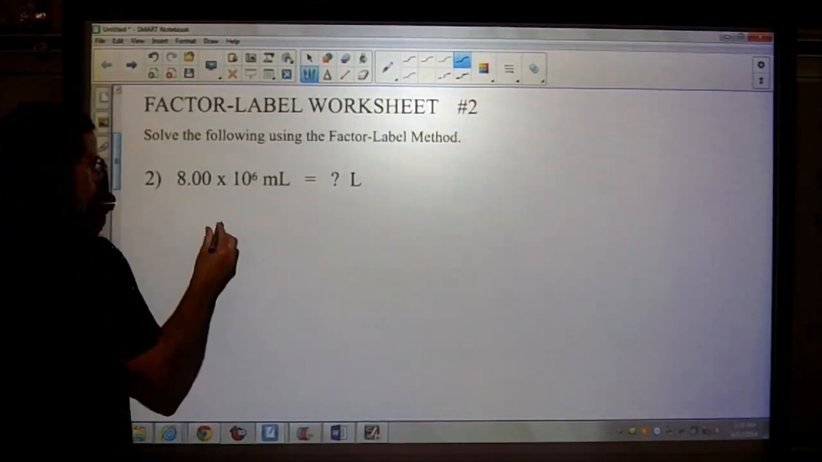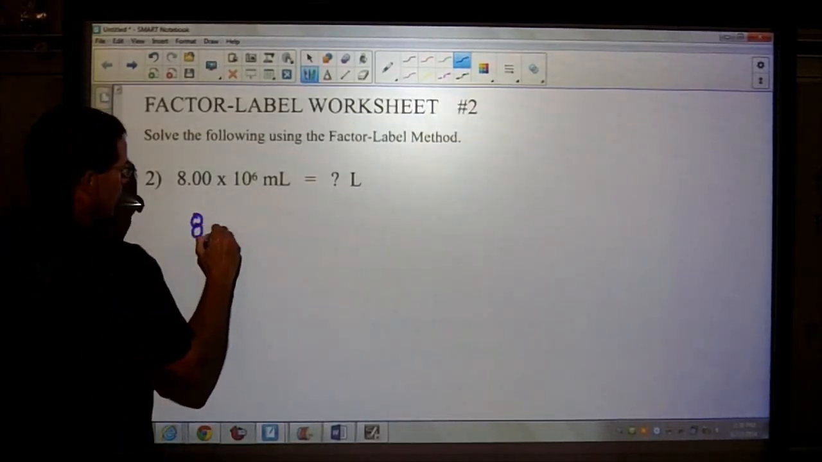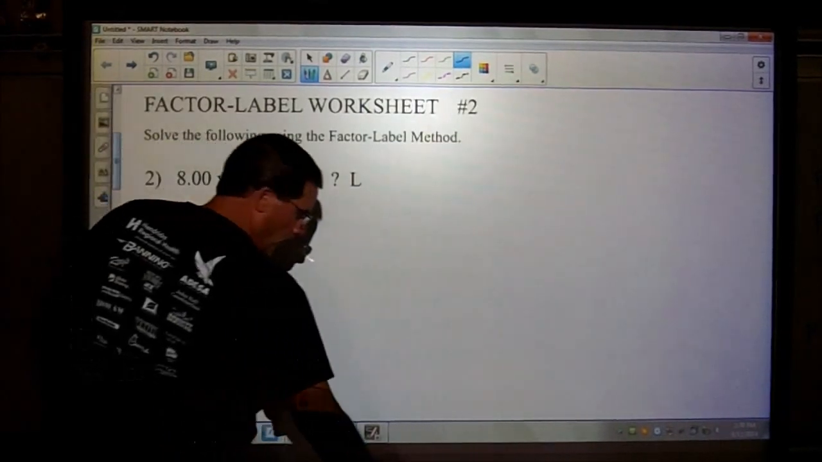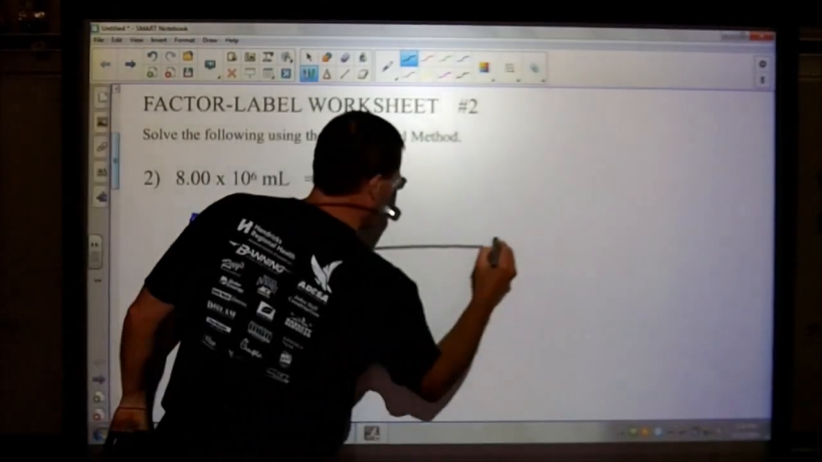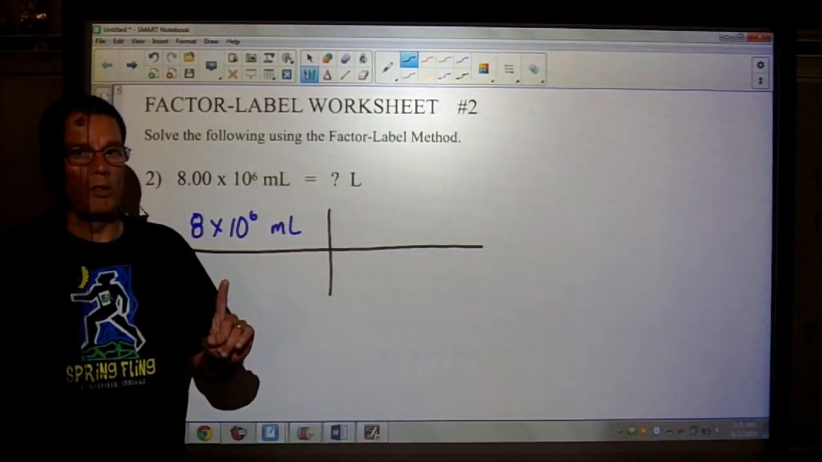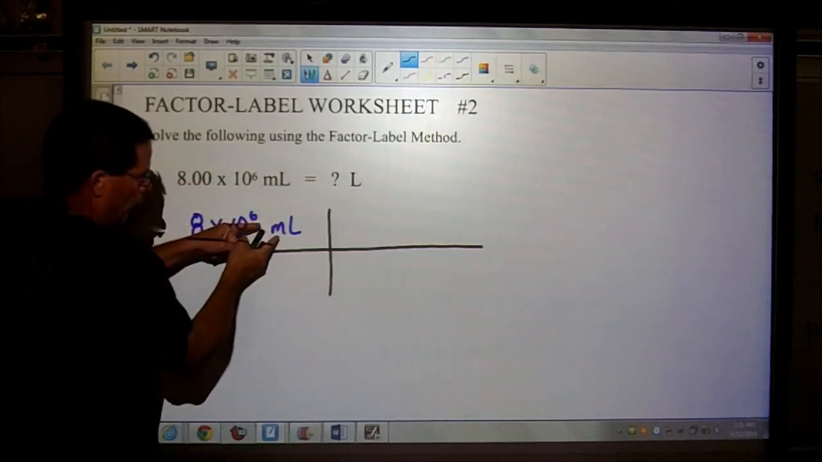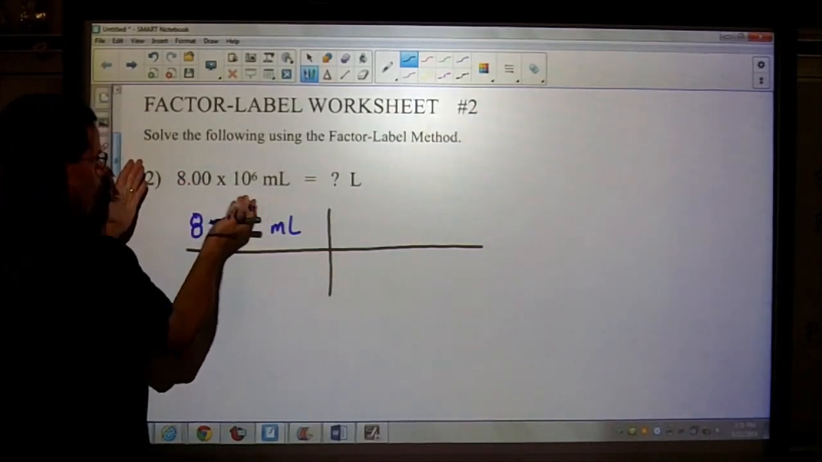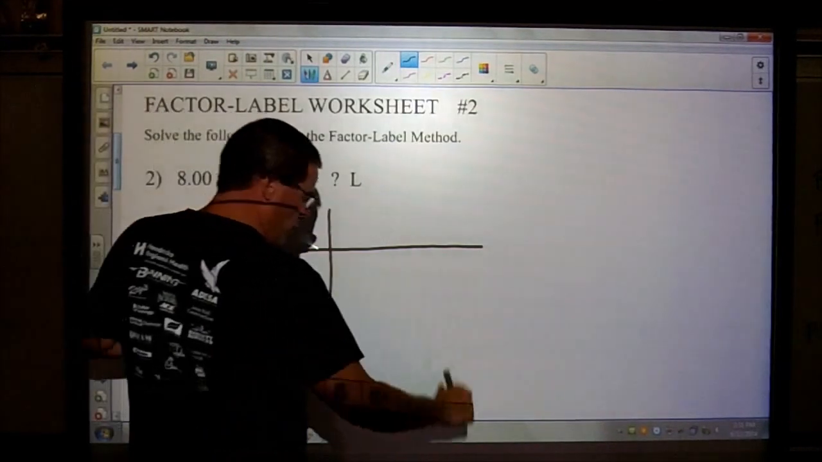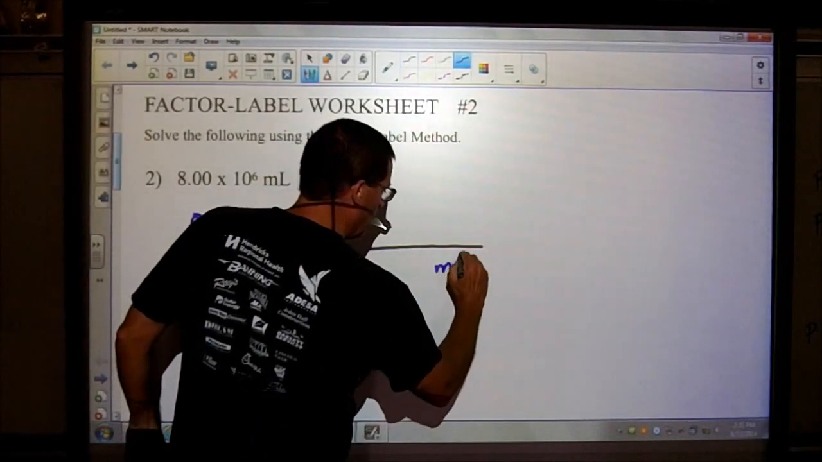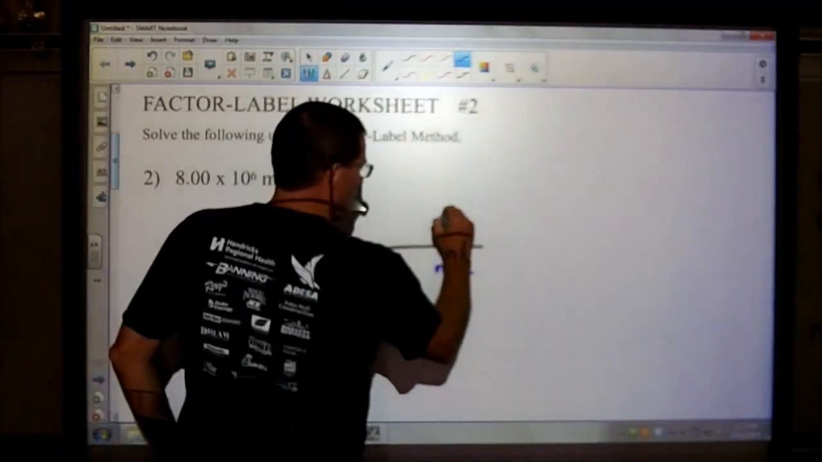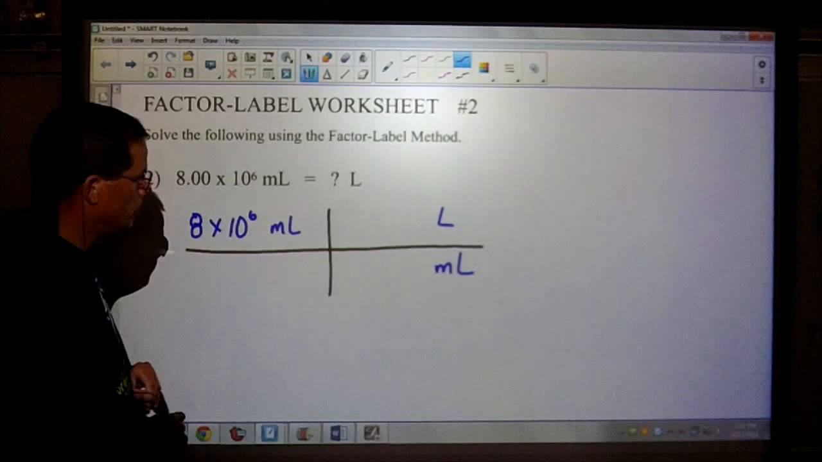So again, start off with what you know. So we know we have 8 times 10 to the 6 milliliters. And this wants to be converted into liters. Since this is a metric to metric problem, there's only one step. Ask yourself, what am I given? Well, I'm given this value in milliliters. I want to cancel the milliliters out, so I'm going to move the unit diagonally. So I'll put milliliters down here. I'm looking for liters. It's a metric to metric conversion, so it's only going to be one step.